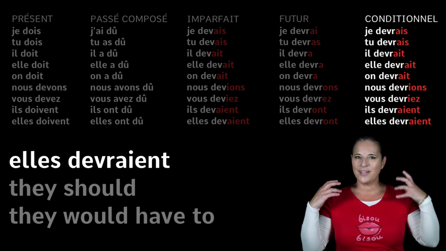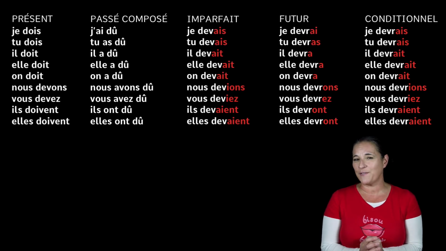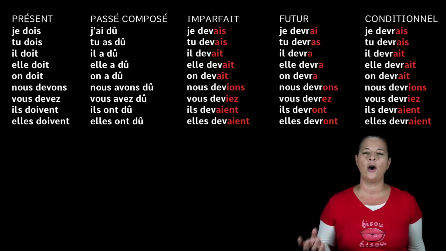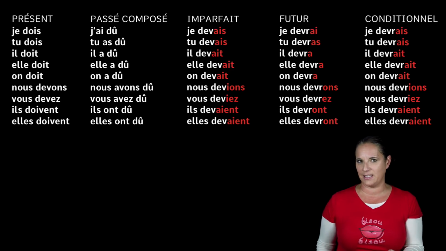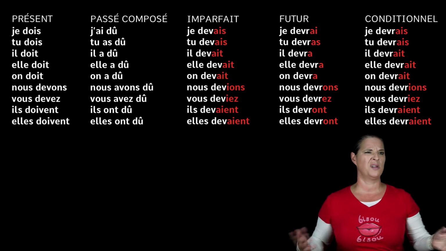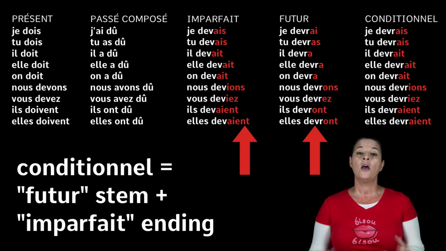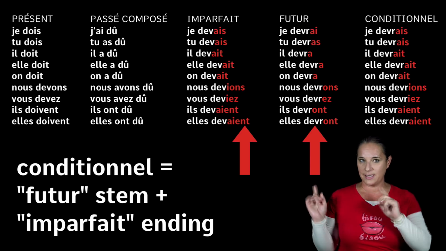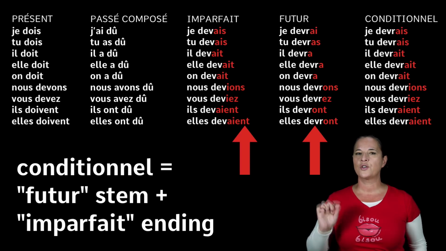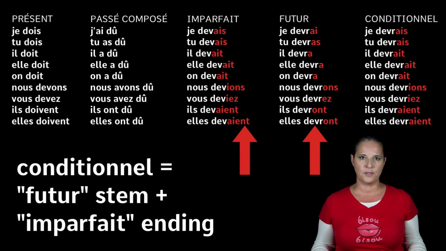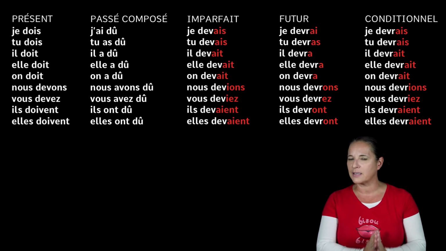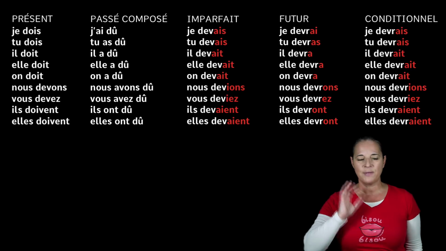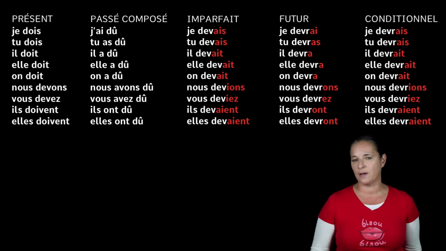So we had a look at the conditional. Now, if you look carefully, you will notice that the endings of the conditional are exactly the same as the endings of the imperfect tense. Now, you're going to tell me, well, so what is the difference if the endings are the same? Well, the stem is different. Can you see that? Je devais and je devrais, different, okay? The sound is different. So I would ask you to know these by heart, okay? You cannot possibly not do it unless you're taught how to do it.